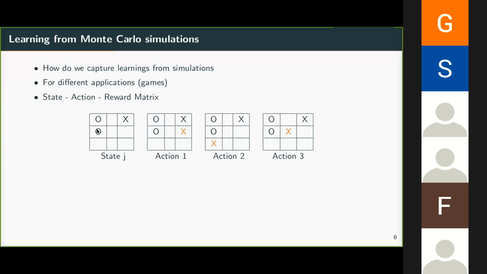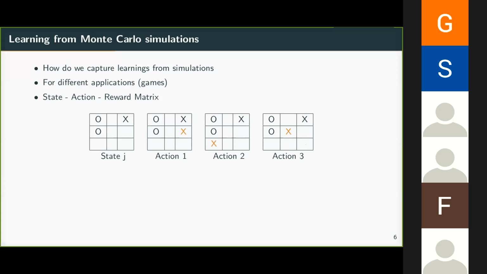Now, given this scenario, the computer can take many actions. It can put an X here. It can put an X here. It can put an X here, and there are also three more I am not showing. It can put one more X here. So there are basically 1, 2, 3, 4, 5, 6 actions possible. By action, I mean choose the cell into which I put my cross.